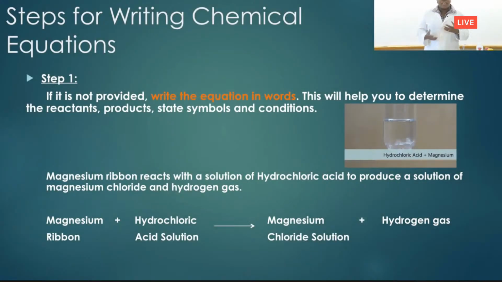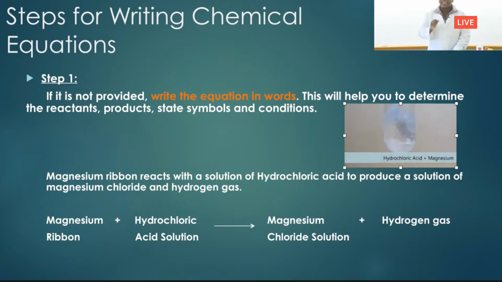And if it was moving, you would be able to see lots of bubbles, lots of effervescence, okay? So what is happening here? The magnesium ribbon is reacting with a solution of hydrochloric acid to produce a solution of magnesium chloride and hydrogen gas. Look at it go. Isn't chemistry awesome? Look at it go.